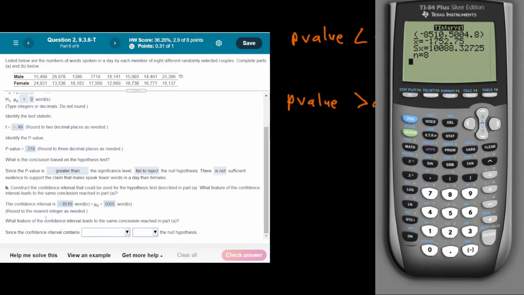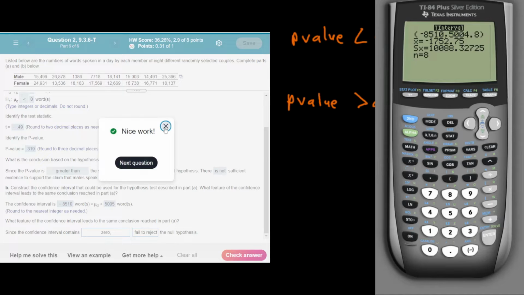Now, what feature of the confidence interval leads to the same conclusion reached in part A? Well, what was the conclusion in part A? We say we're going to fail to reject and that there is not enough evidence, right? So this confidence interval that we have here, we have a negative on the left and a positive on the right. So it does include 0. So it contains 0. And whenever it contains 0, we're going to fail to reject the null hypothesis.